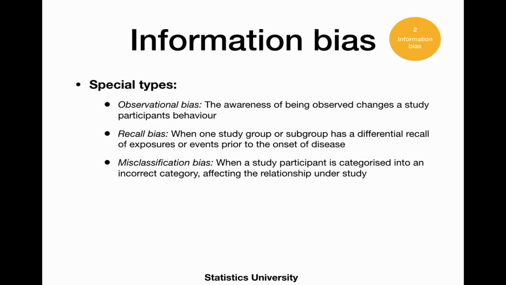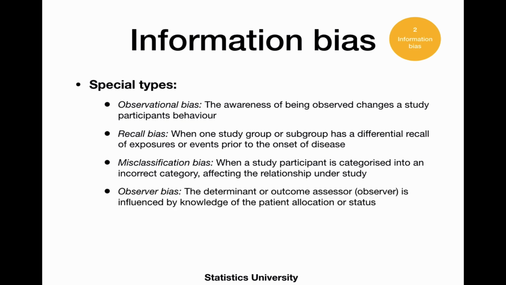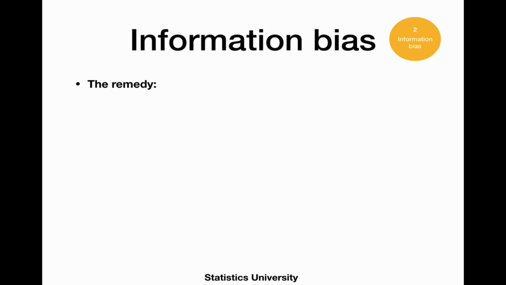Misclassification bias, where a study participant is categorized into an incorrect category, and this affects the relationship between determinant and outcome under study. And observer bias, where the determinant or outcome assessor, and we call this person the observer, is influenced by knowledge of the patient allocation in a randomized controlled trial or patient characteristics. There are several ways to prevent information bias.